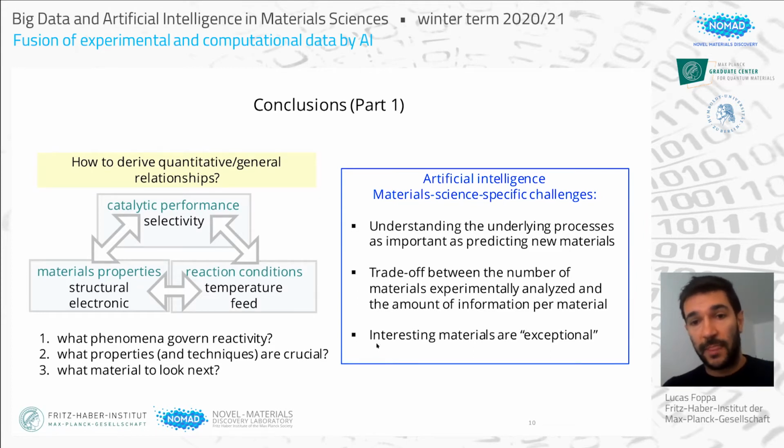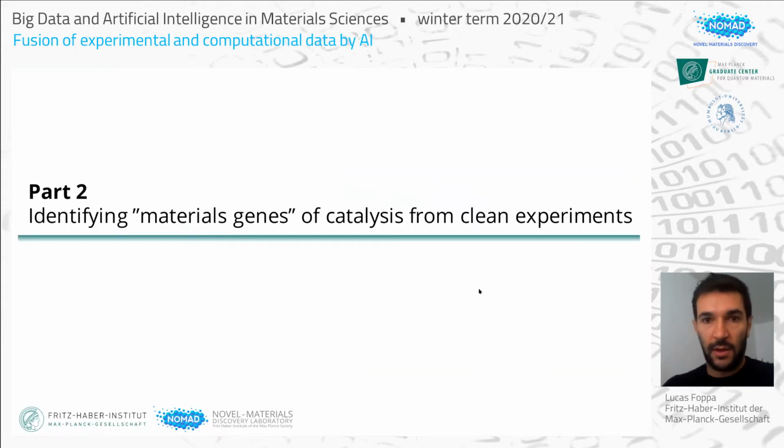And third, we have the issue that the interesting materials are exceptional. We would like to model something very specific, and we are searching for the very specific materials that have extraordinary performance. So this makes things a bit more complicated. And here I'm going to show in this presentation two examples where you're going to see some of these things coming back. Okay, so this is part one.